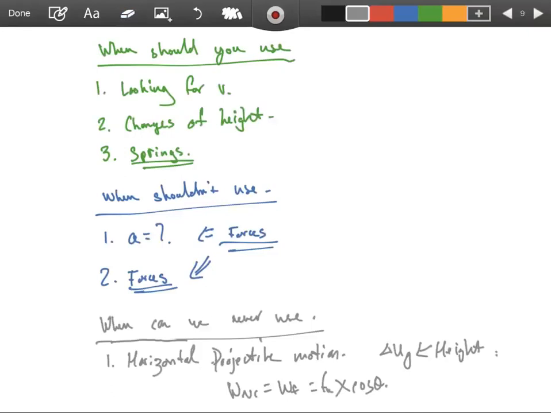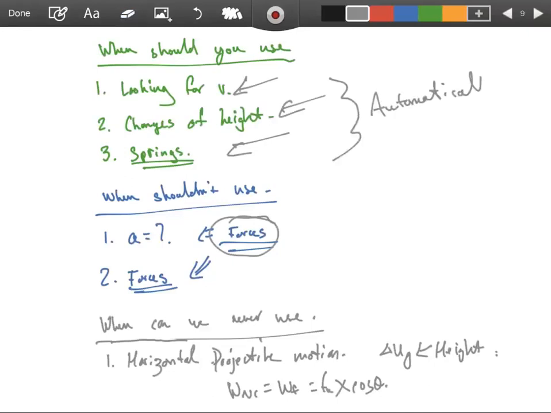That's pretty much the only place I can think of where conservation of energy will always fail. Other than that, you could pretty much apply conservation of energy to anything, even if you want an acceleration to be technical, but typically in that case you want to go with forces. But for the most part, anytime you see a change in velocity or a change in height or a spring, your brain should automatically start thinking about conservation of energy.